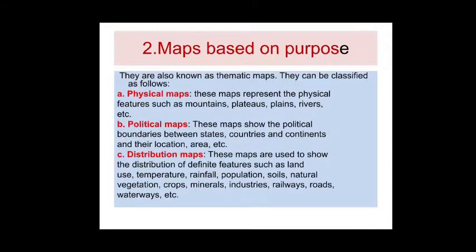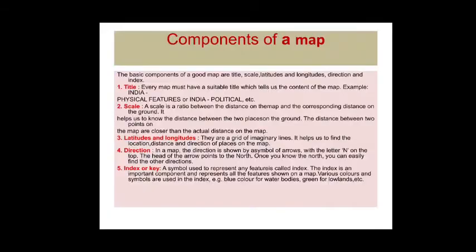Second, political maps. This map shows the political boundaries between states, countries, and continents and their locations or areas, etc. Political maps give all the states, capitals, all that information.